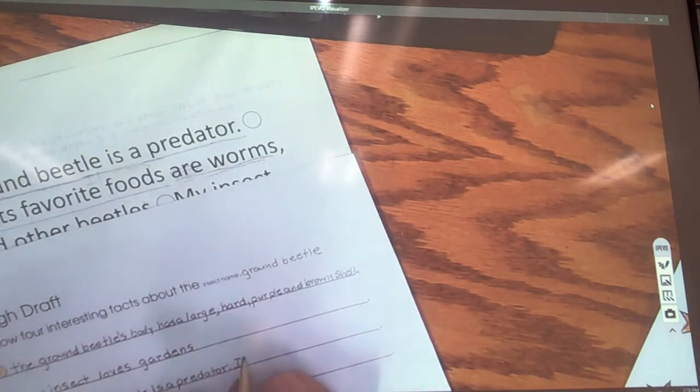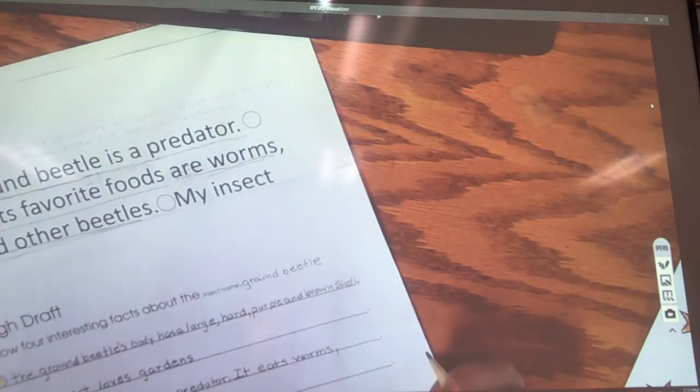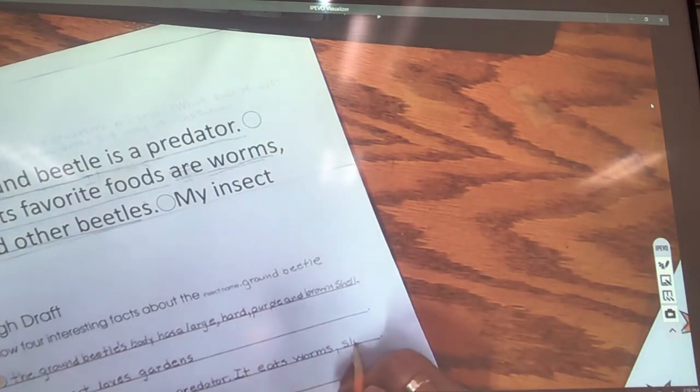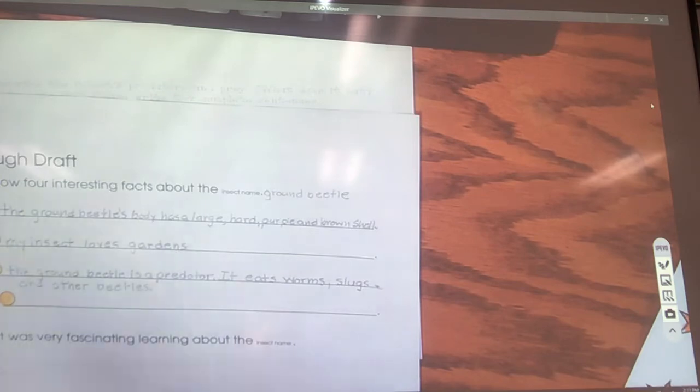It eats worms, comma, because I'm making a list of what he eats, slugs. Sorry about that period right there. I'm gonna put and other beetles. Gross me out. Other okay. Yeah, I have 2 sentences, but you know it's okay. And you can do that too, if you'd like.